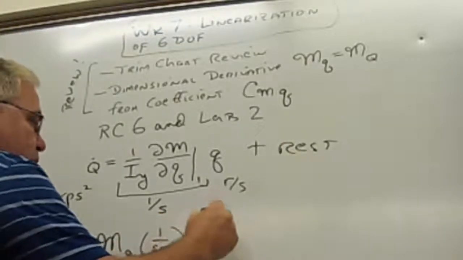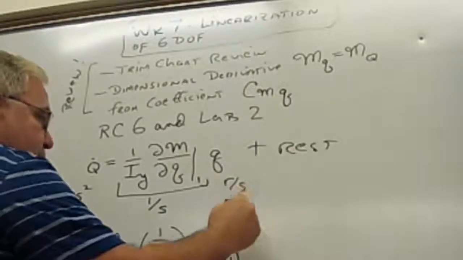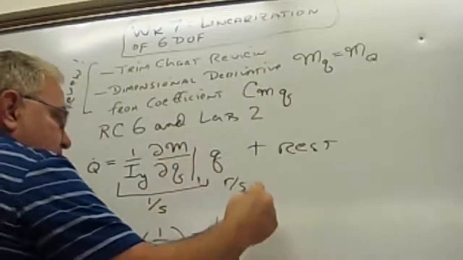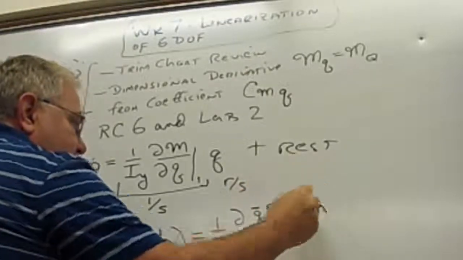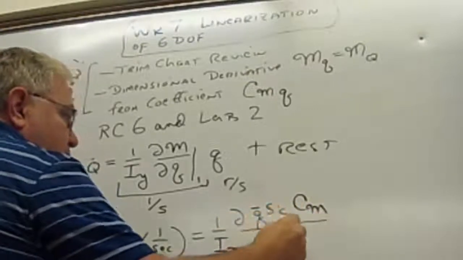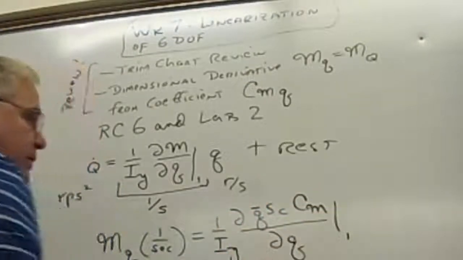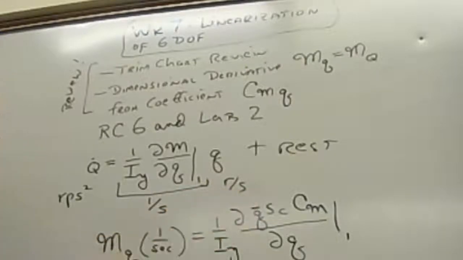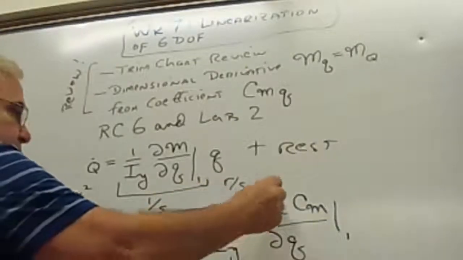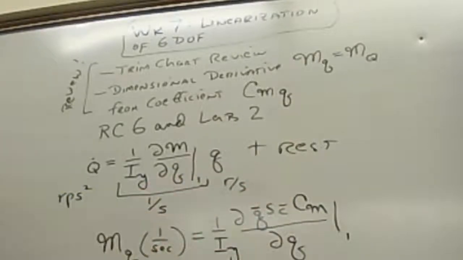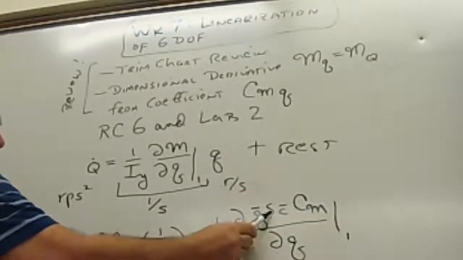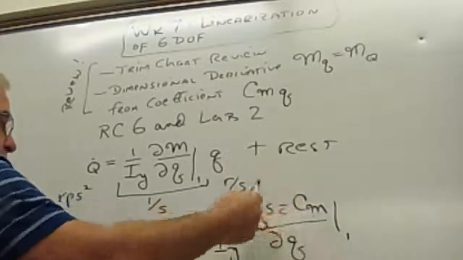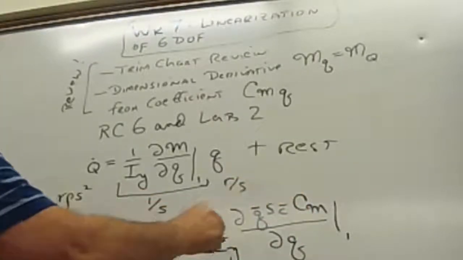It's going to be equal to 1 over Iy times the partial of the moment. Now I know the moment is Q bar S C C sub m. If I non-dimensionalize it, over partial Q evaluated at the one condition. So Q bar is 1/2 rho v squared. S is the wing area. C or C bar is the wing chord, and that's your dimensionless constant for the coefficient of moment. So this takes all the dimensions out of it: pounds per square feet, foot pounds. I got foot pounds here, so there's no moment on this. Foot pounds divided by I sub y.